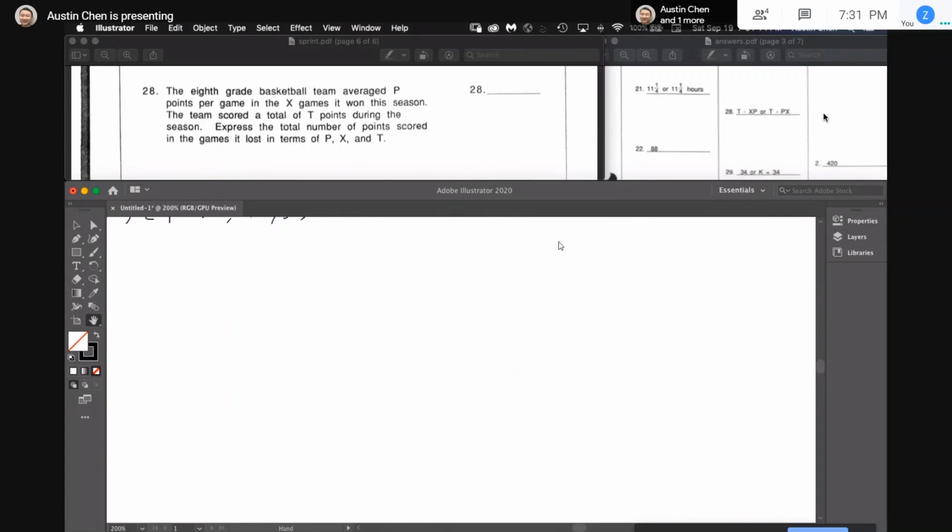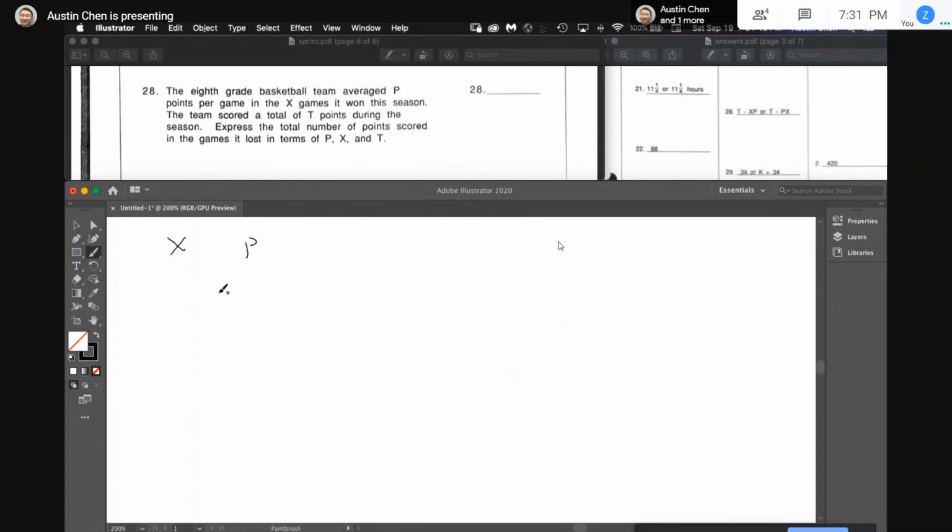The 8th grade basketball team averaged P points per game in the X games it won this season. The team scored a total of T points during the season. Express the total number of points scored in the games it lost in terms of P, X, and T. Okay, so X is the games it won this season, and P is the points per game it averaged in the games it won.